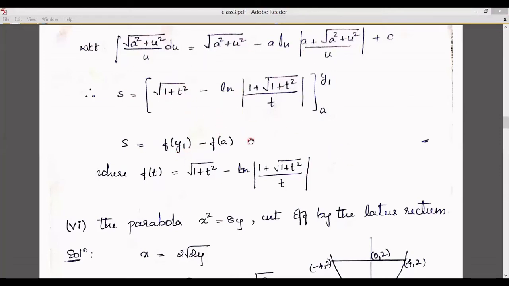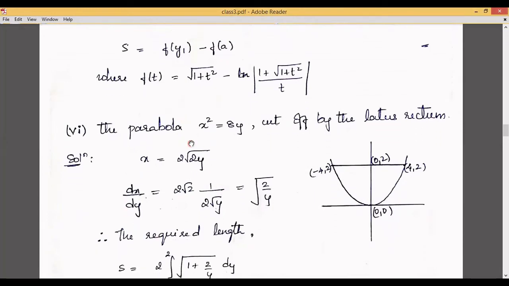Or you can write it as root of 1 plus y1 square minus ln of 1 plus root of 1 plus y1 square divided by y1, minus root of 1 plus a square. You can write it like that also. I have just written it in the simpler form. That's it, guys. This is all about the fifth problem. Moving on to the next problem.